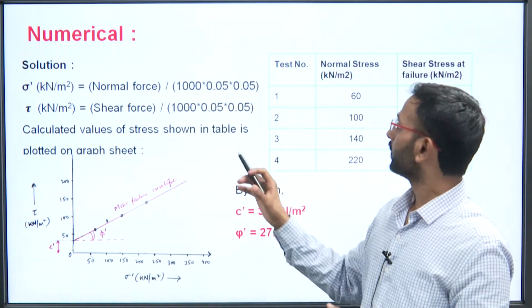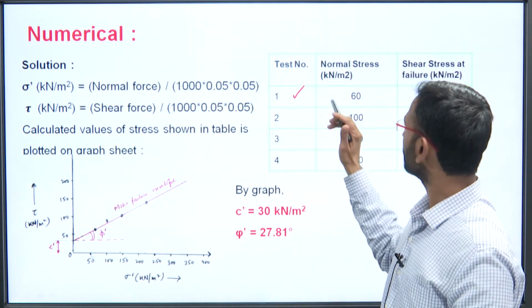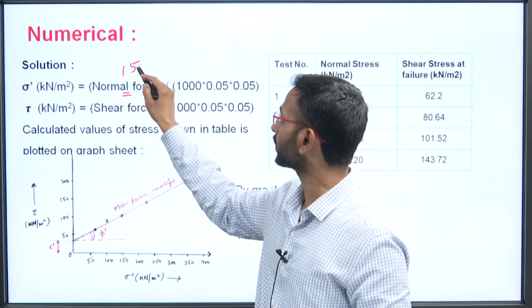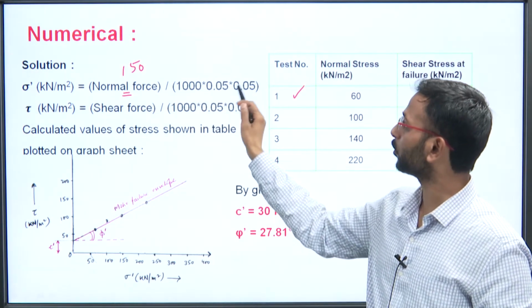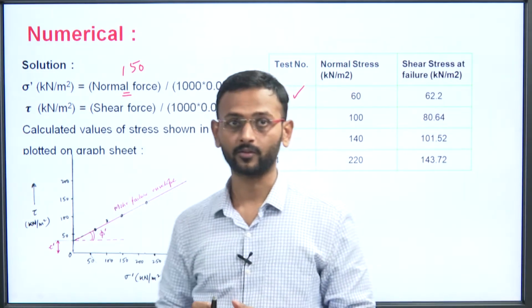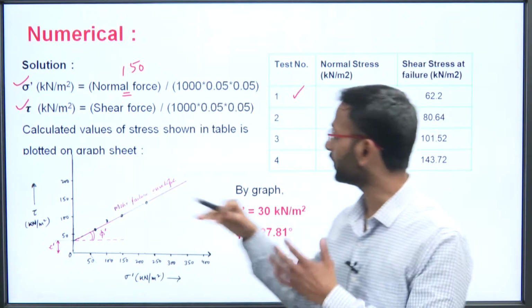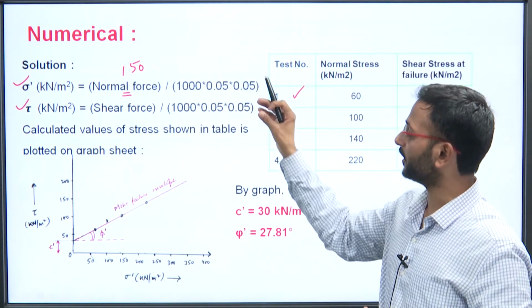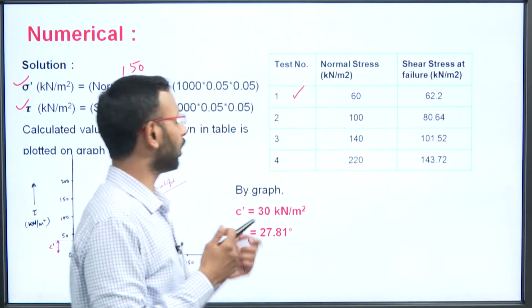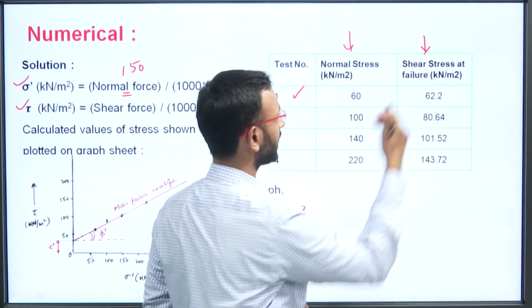So for each and every test, okay, let us say this is test number 1, we are simply taking the normal force, that was let us say 150 in the very first case, and we simply divide by the area of the specimen, 1000 into 0.05 into 0.05, and similarly we take it for the tau, that is the shear stress. So, these are the two parameters that we are taking, sigma dash and tau. Okay. Now, correspondingly we got the values of normal stresses and the shear stresses at failure.